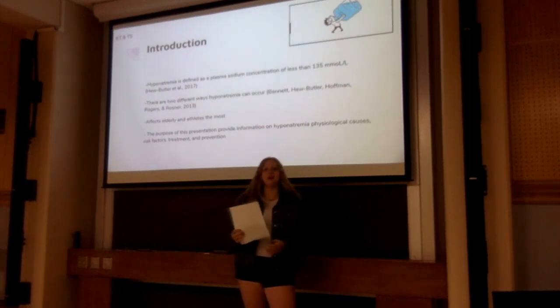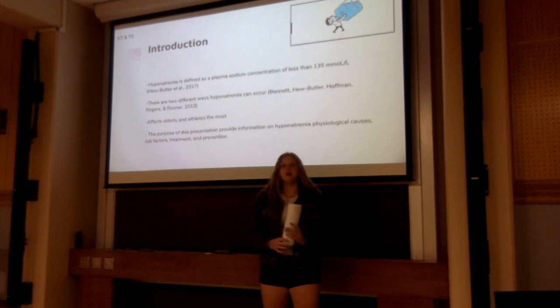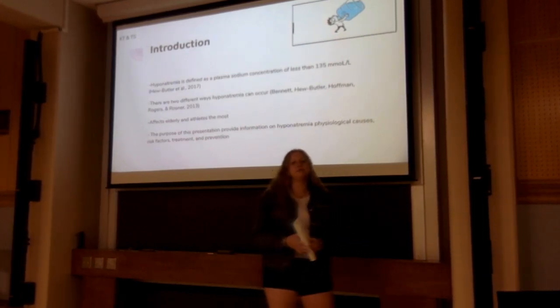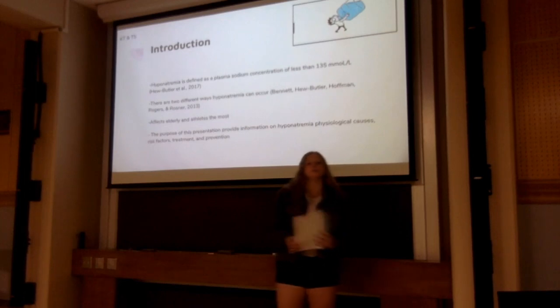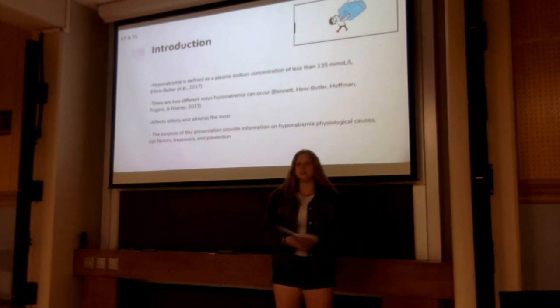Hyponatremia is defined as a blood sodium level of less than 135. This can happen in two ways. It can happen by consuming too much water or sweating out too much sodium. This is prevalent in two different populations, the athletes as well as the elderly population.